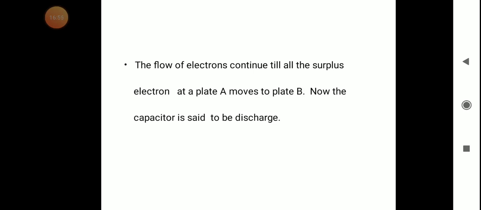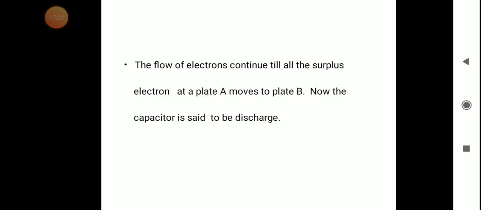The meaning is that the negative charge on plate A passes through the copper wire and reaches plate B. After reaching plate B, it neutralizes the charge, so that the energy stored in the capacitor is discharged. So this is called discharging.